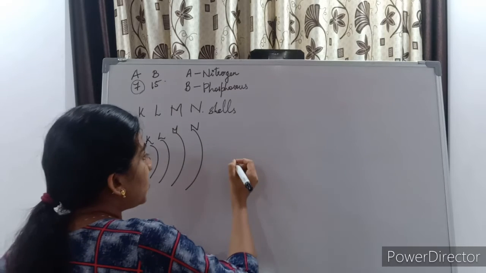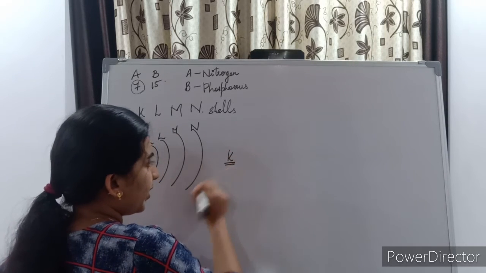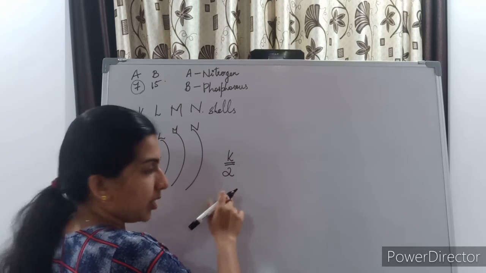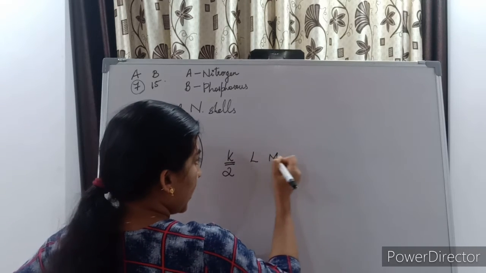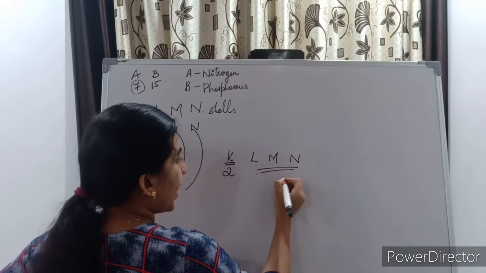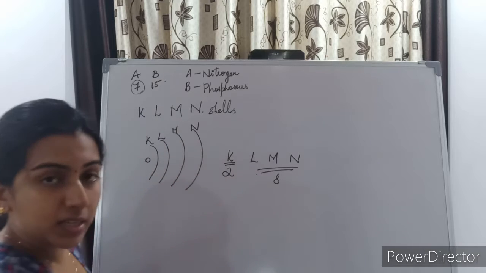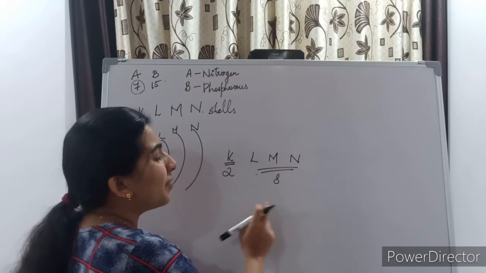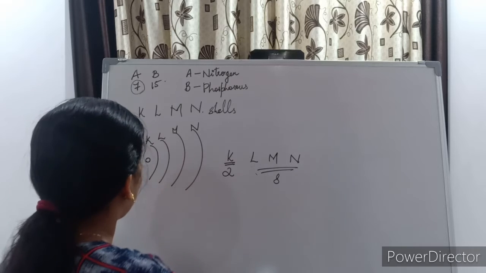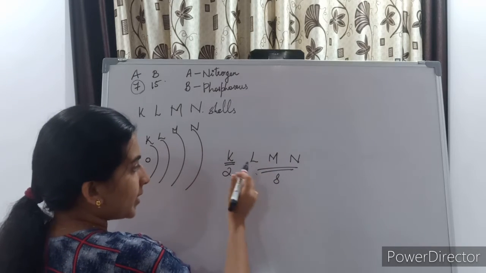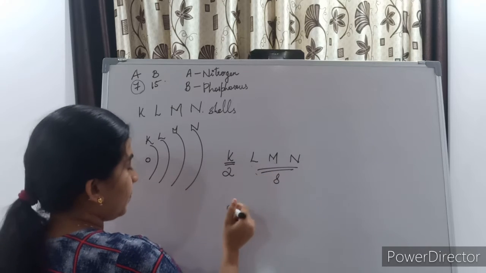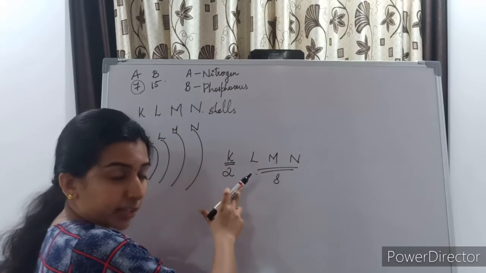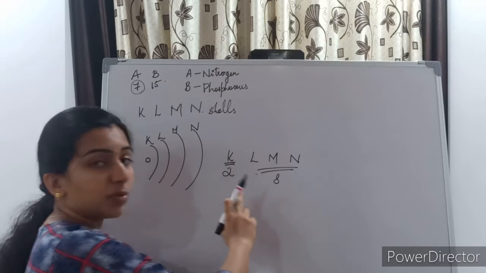The maximum number of electrons the K shell can accommodate is 2. Next, the L, M and N shells can accommodate a maximum of 8 electrons in them. So be clear about the shells. There are 4 shells: K, L, M and N. 2 is the maximum number of electrons which can be filled in the K shell, and the L, M and N shells can have a maximum of 8 electrons in them.